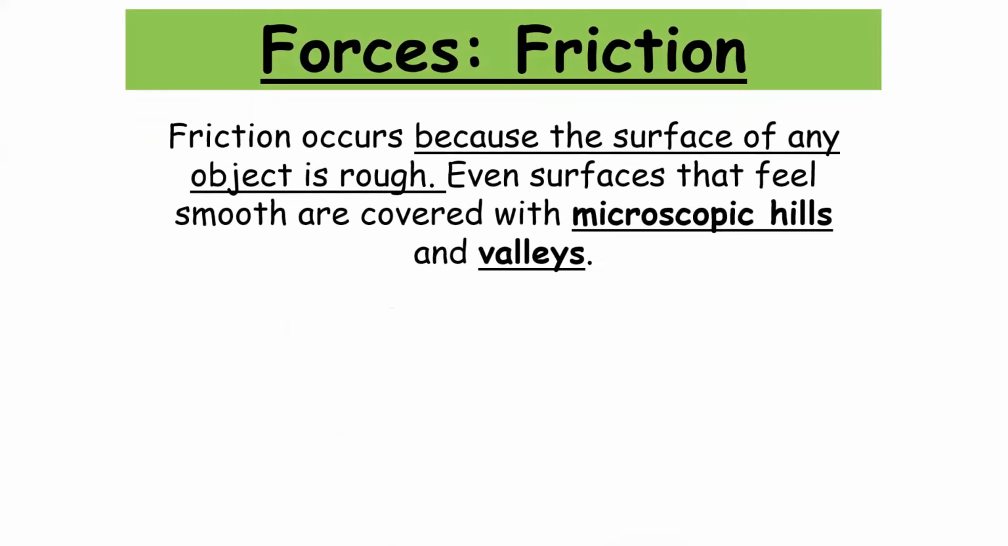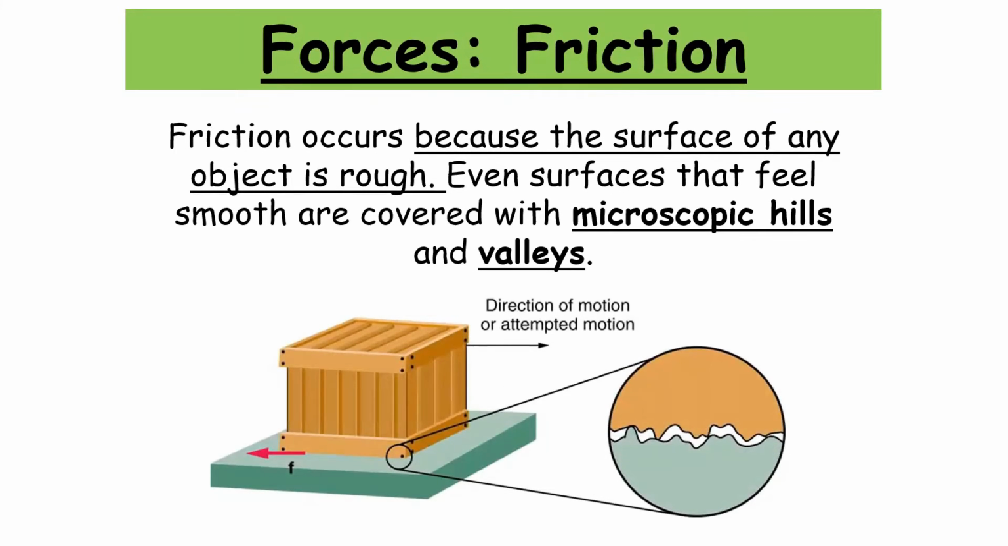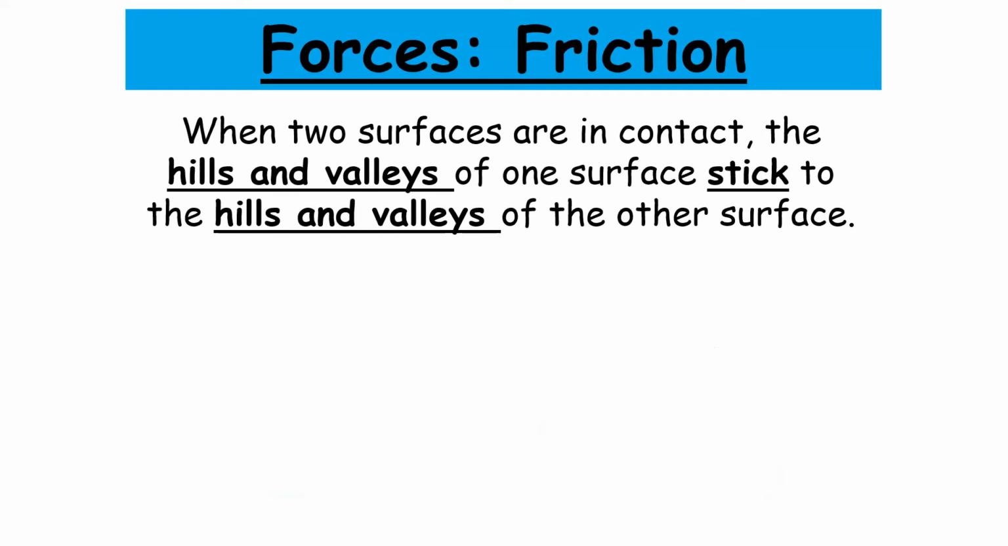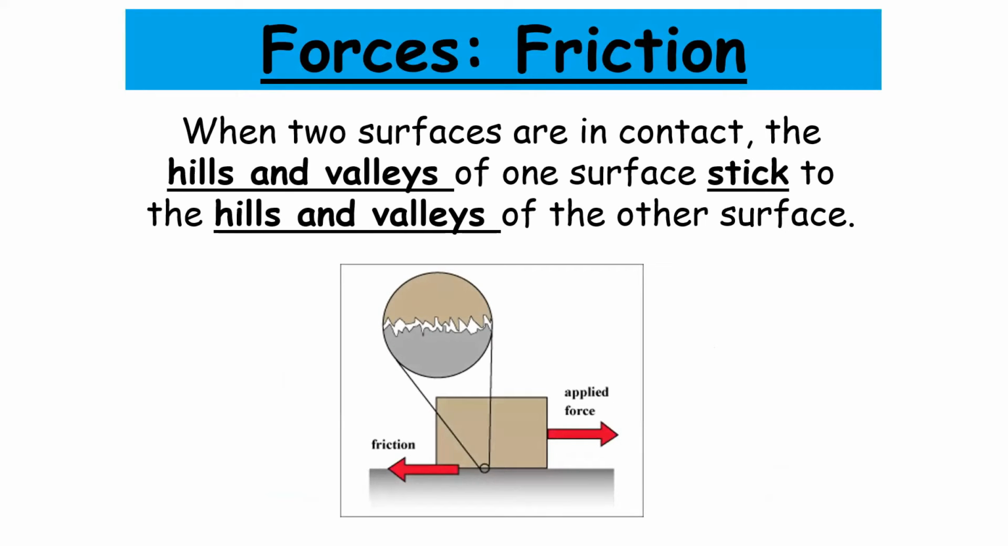Friction occurs because the surface of any object is rough. Even surfaces that feel smooth are covered with microscopic hills and valleys. So, when two surfaces are in contact, the hills and valleys of one surface stick to the hills and valleys of the other surface.